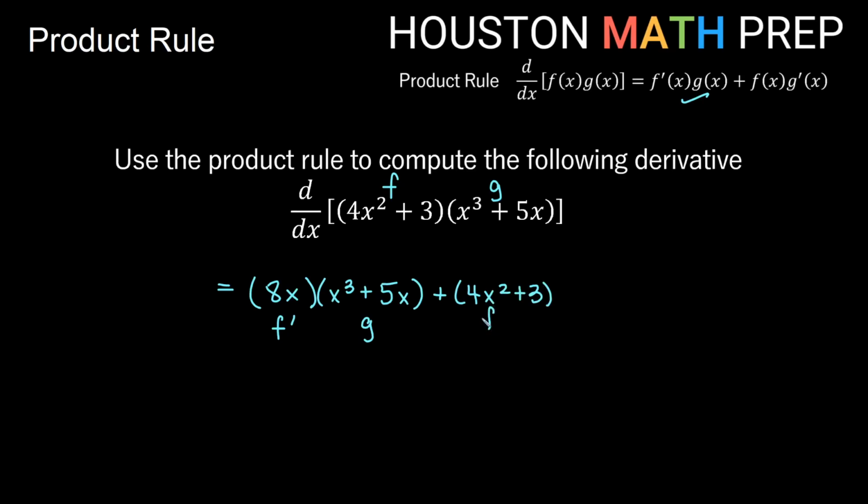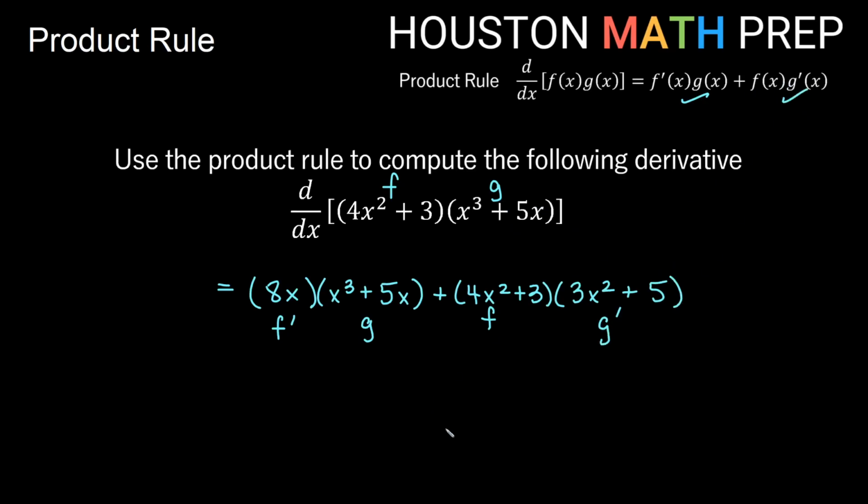That's our f. And now times g prime, the derivative of g is going to be, power rule gives us a 3 coming out front, power goes down by 1 to x squared, plus derivative of 5x, we have a 1 here, 1 comes out, we keep 5, power going down by 1 gets rid of the x there, so this is my g prime here.